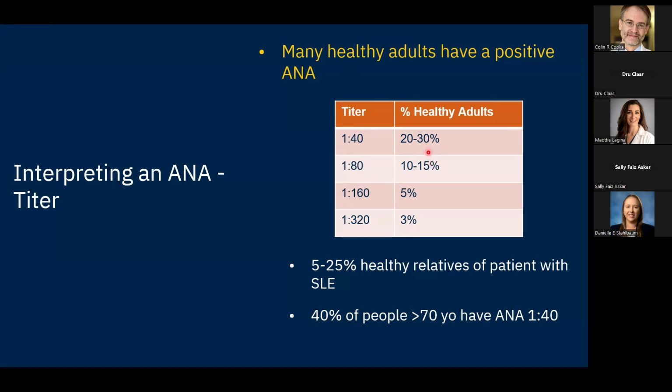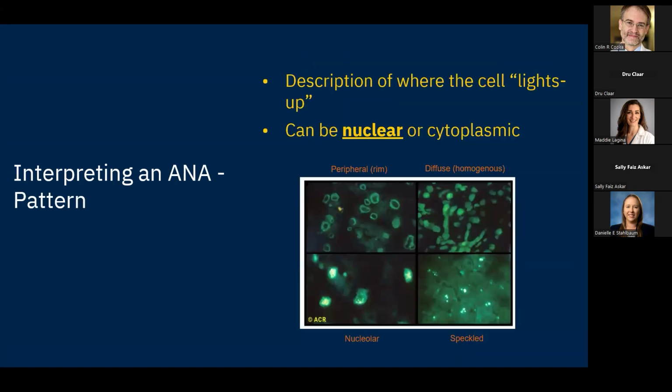So current ACR criteria for lupus require that the titer be at least 1 to 80. This is the minimum that most labs will report now. You can still see, I tell patients about 10% of healthy adults can have a positive ANA at this kind of low titer. So having a positive ANA does not mean that someone has a connective tissue disease. We can also see higher titers in patients who are healthy relatives of patients with lupus and other connective tissue diseases. And then many patients, as they get older, will develop a positive test as well.